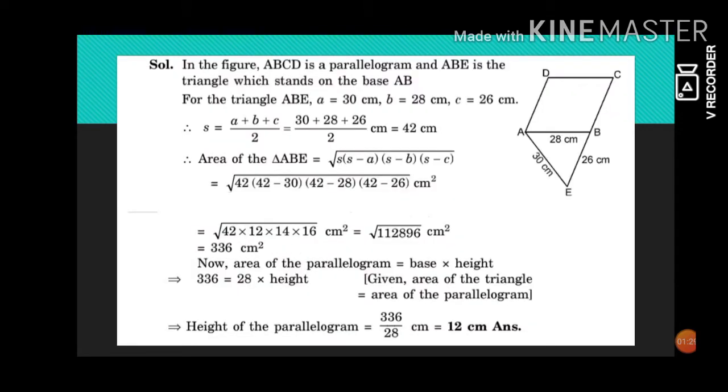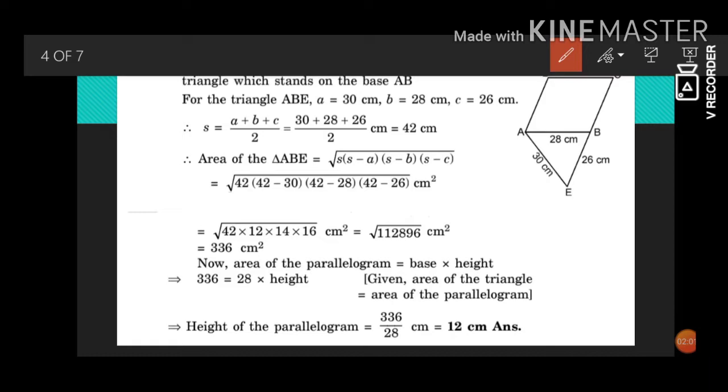So in the figure, ABCD is the parallelogram and ABE is the triangle which stands on the base AB, that is the base of the parallelogram, and one side of the triangle. In the question it is given that the area of the parallelogram and the area of the triangle are the same. Since we have all three sides of the triangle, we will find the area of the triangle first. So let us see how it is done.